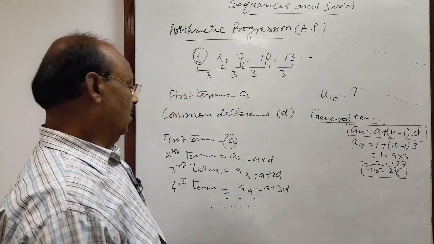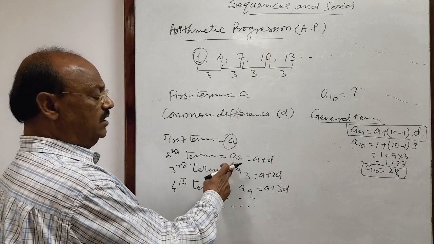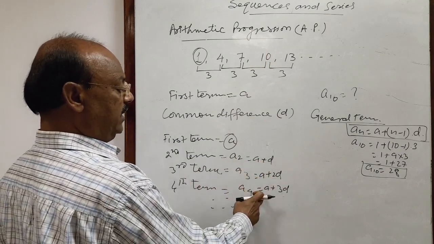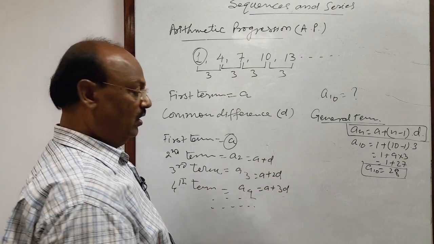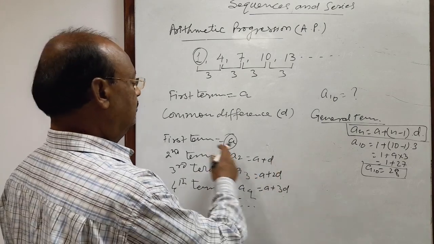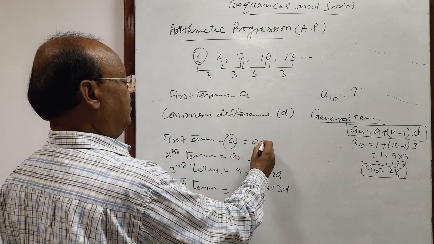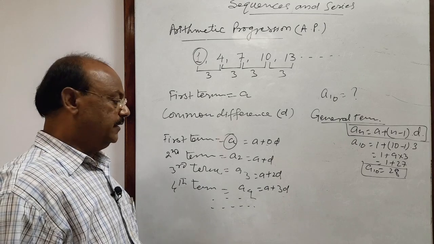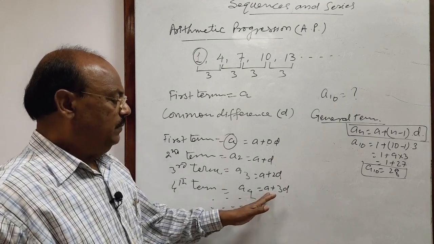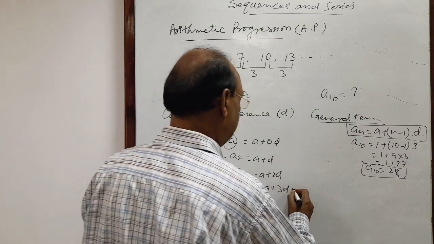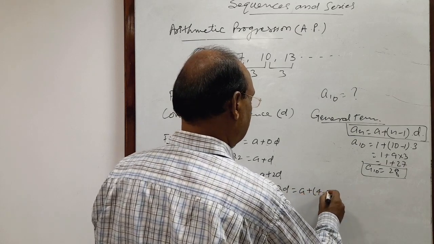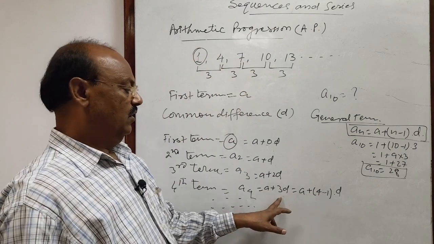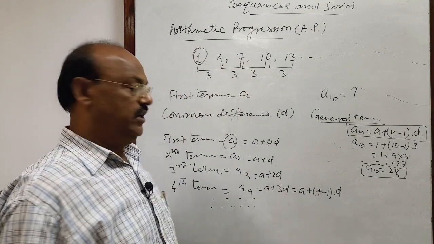Okay, correct? So the second term is a plus d, the third term is a plus 2d, the fourth term is a plus 3d, and so on. If you want to match the pattern for the first term, we can write a plus 0 into d. This is a. Correct. Now you see, a plus 3d can be written as a plus 4 minus 1 into d. 4 minus 1 is 3. So this can be written as a plus 4 minus 1 into d.